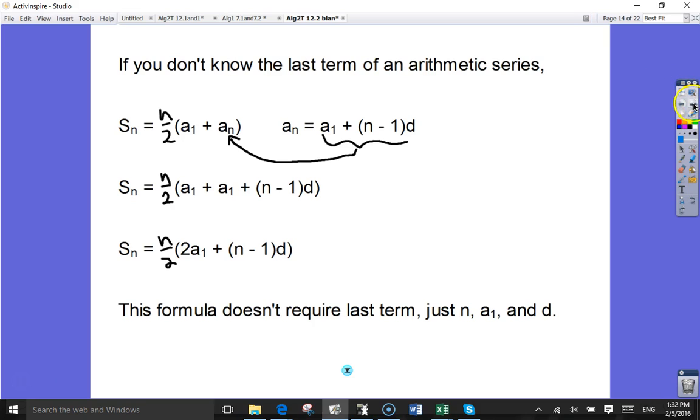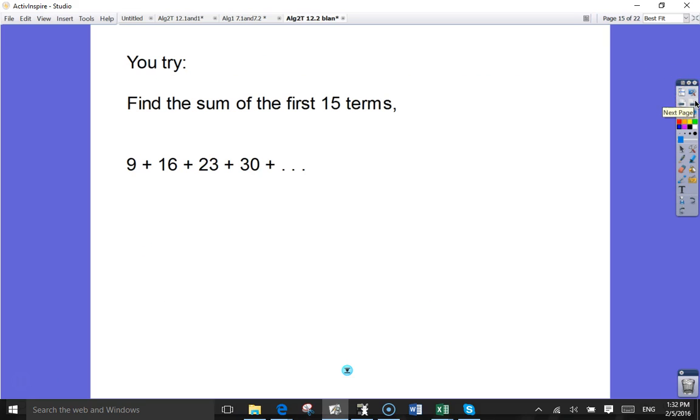So find the sum of the 15 terms in that series.